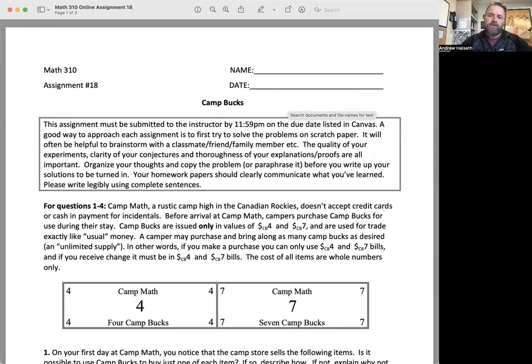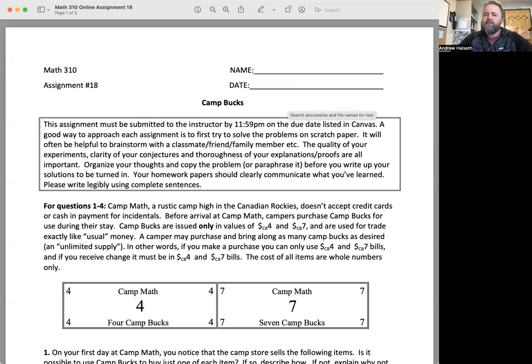So before you get there, you have to purchase some what are called camp bucks. And they're only in two denominations, in this case, $4 and $7 bills. So you can buy things at the camp, but you're only allowed to use $4 and $7 bills. And you can get change, but the change is always in $4 and $7 bills.